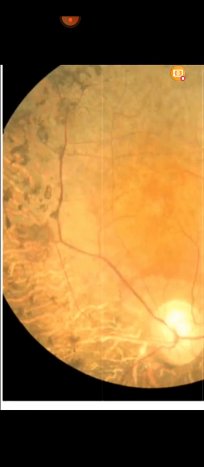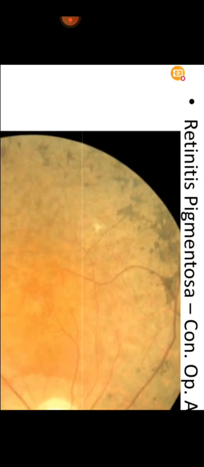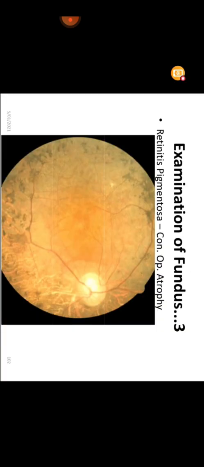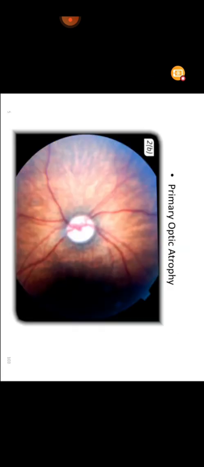You can see the bony spicule presentations. Okay, you see this is exactly a bony spicule presentation, retinitis pigmentosa, and you can see even the optic atrophy here. The optic nerve head has undergone consecutive optic atrophy. Okay. Now you can see a primary optic atrophy here. You can see a chalky white primary optic disc atrophy.